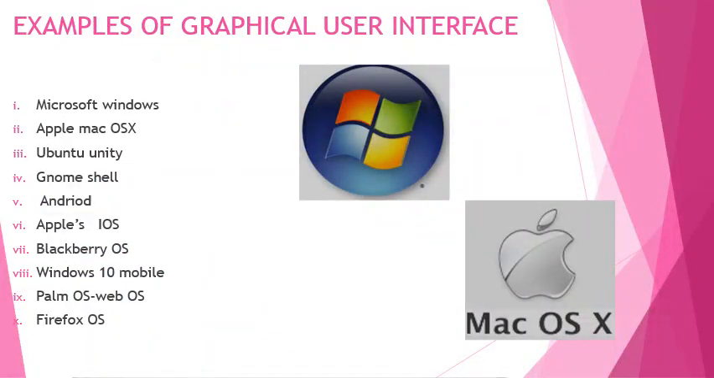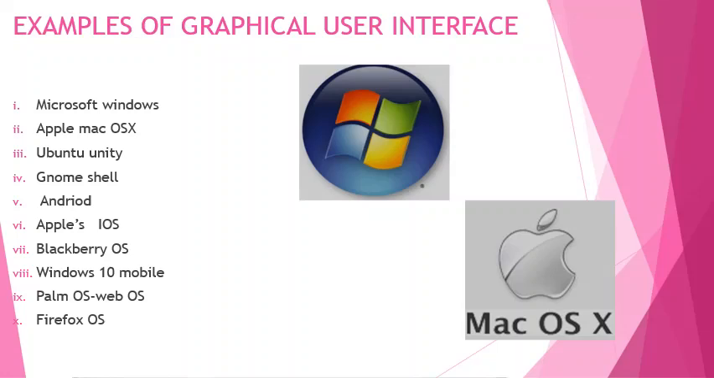Our third slide is the examples of graphical user interface. We have Microsoft Windows, Apple Mac OS, Ubuntu Unity, GNOME Shell, Android, Apple's iOS, BlackBerry OS, Windows 10 Mobile, Palm OS, Web OS, and Firefox OS. Those are intermediaries between device and user, and they allow individuals to access specific tasks or functions which they intend to carry out.